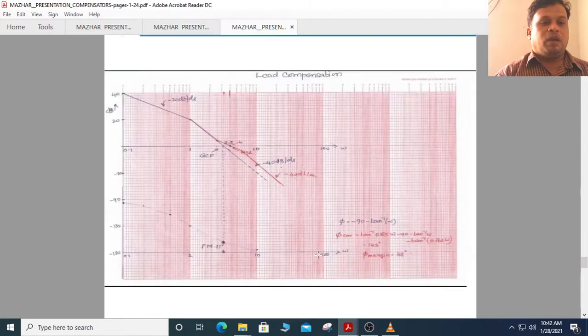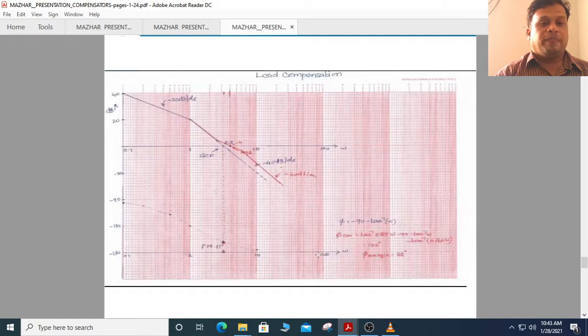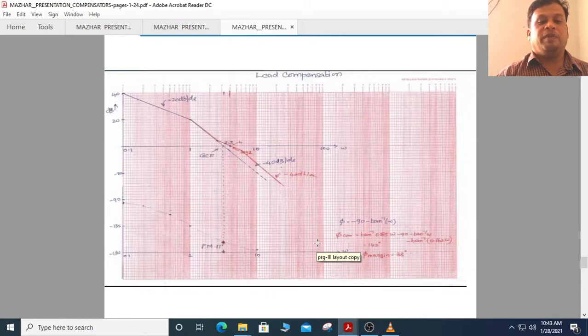Okay. Now we are drawing this thing here, that 38 degrees. See this lead compensation, and we have the gain crossover frequency as well as the phase margin here. The phase margin is given by the formula phi m is equal to tan inverse of 0.85 omega minus 90 minus tan inverse omega minus tan inverse of 0.162 omega. So we get the phase margin here as 38 degrees.